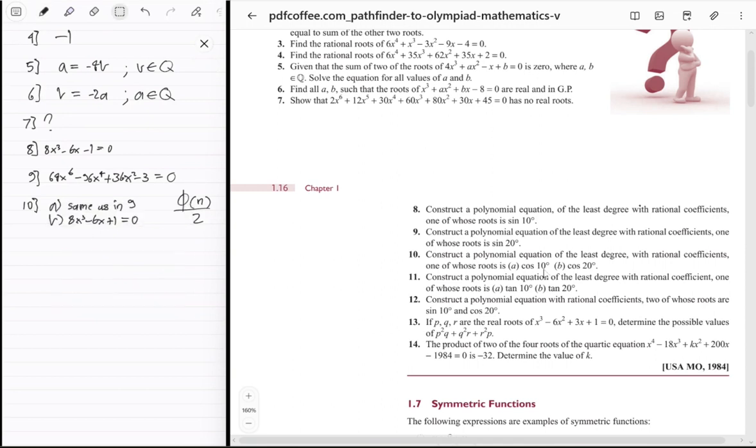So that's 10th. And then 11th, construct a polynomial equation. One of the roots is tan 10 degree and tan 20. Now the problem is I searched, but I didn't get a condition like this one for tan 10 degree or tan 20 degree. So yeah, I don't know how to do this one, right? What would the minimal polynomial be? I have no idea.